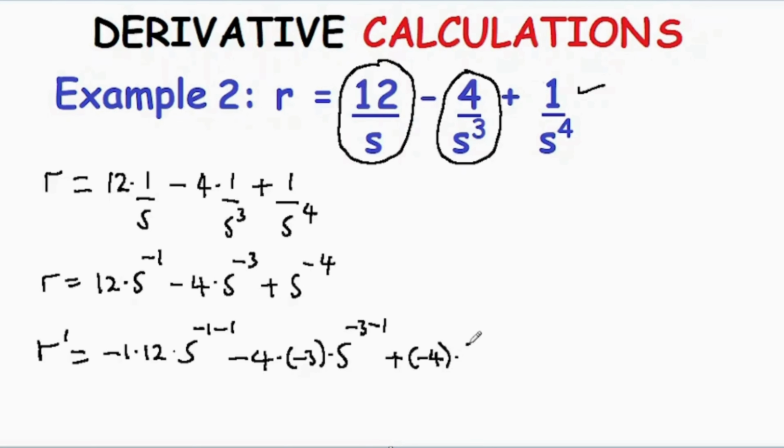And we have s raised to the power negative 4. We reduce that by 1. Okay, so we have r prime is equal to negative 1 times 12. That becomes negative 12 multiplied by negative 1, negative 1. That gives us negative 2. Alright, so negative 4 multiplied by 3, multiplied by negative 3, that becomes plus 12.